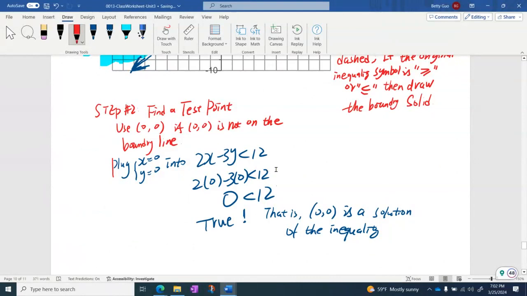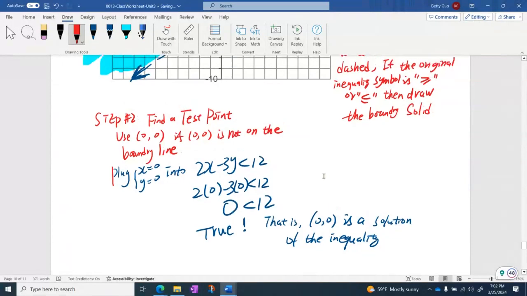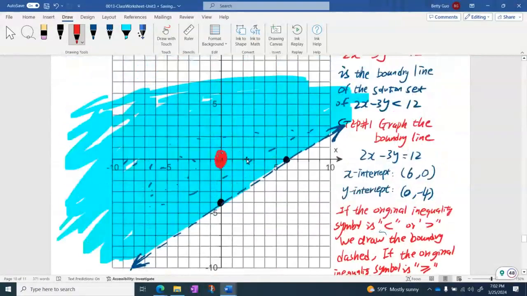Plug x equals 0, y equals 0 into the original inequality. If you get a true statement, that means the origin is a solution. If you get a false statement, that means the origin is not a solution. In this case, the origin is a solution. That's the reason we shade the region above the boundary line that includes the testing point 0, 0. In the case the testing point is not a solution, we are going to shade the region on the other side, the opposite side of the boundary line.